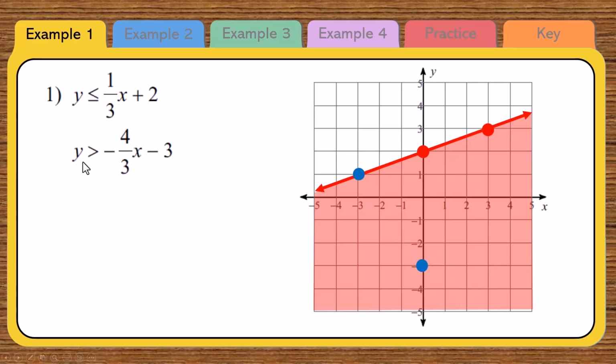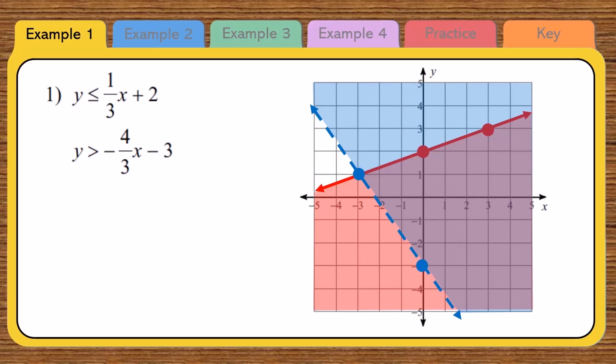Now, is this line solid or dashed? Dashed. It doesn't have the little equal to sign. It's just greater than without the little or equal to part. So we have to put a dashed line through that. Y is bigger than that, so we need to be above. The easiest way for me to do it is to look at the y-intercept, and you want to be above that. So we want all this up here.